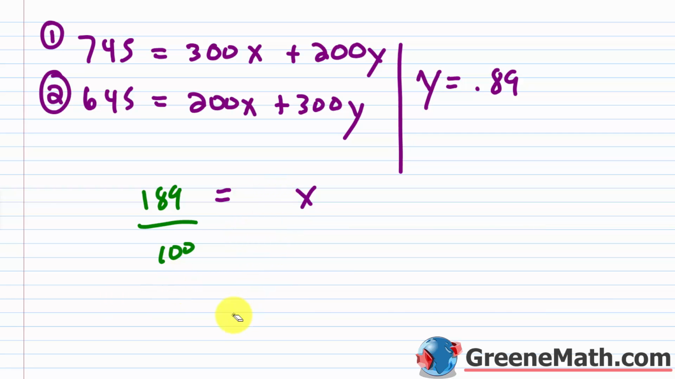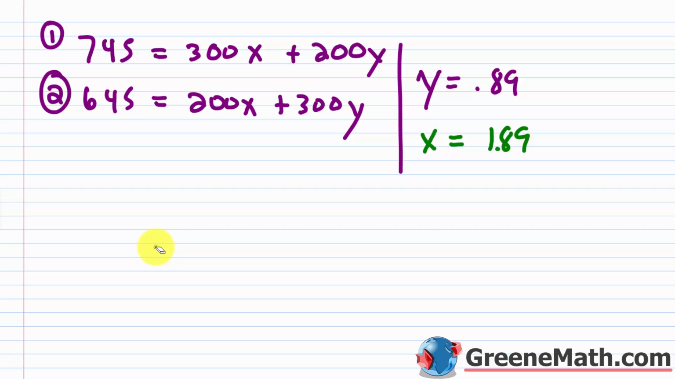So let me erase this. So x is 189 over 100, or again, this moves 2 places to the left. So x is equal to 189, move this 1, 2 places to the left. So 1.89, or $1.89. So that's the cost per 1 gallon of milk. So apparently wherever they live, they have really cheap milk and really cheap eggs.